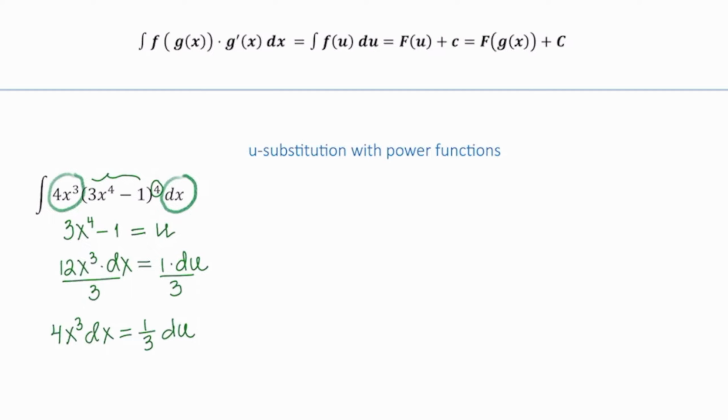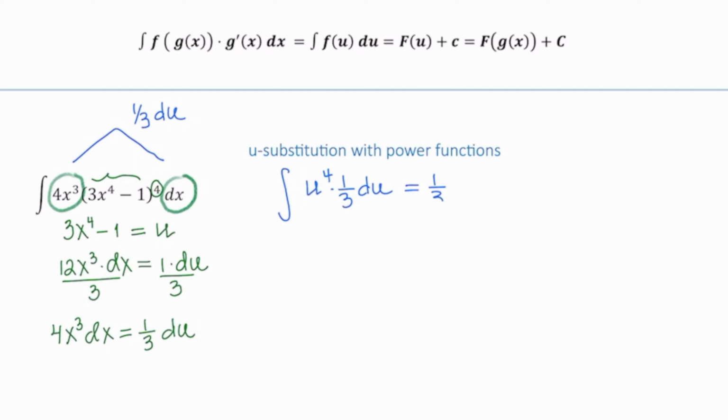Okay, so what is our new integral? It's going to be the integral, and let's see, what is 3x to the fourth minus 1 raised to the fourth power? That's just going to be u to the fourth. And what about the rest of it? Well, 4x cubed dx, this is just 1/3 du. So now we have an integral which is much simpler, and we can compute this integral, right?